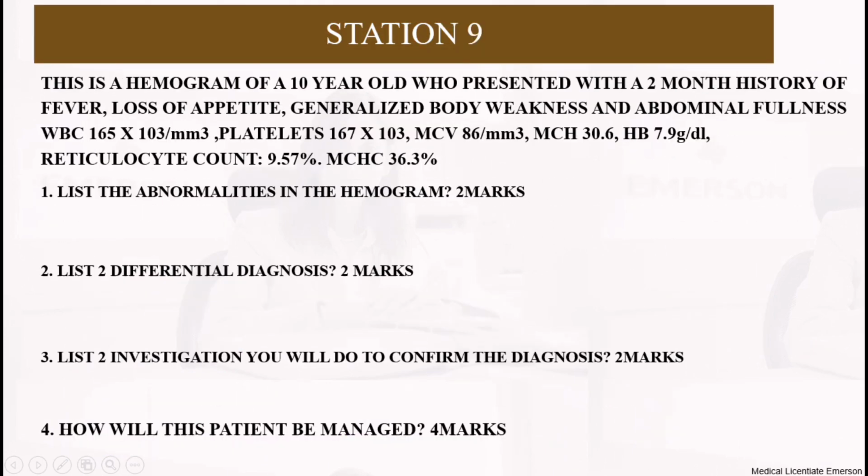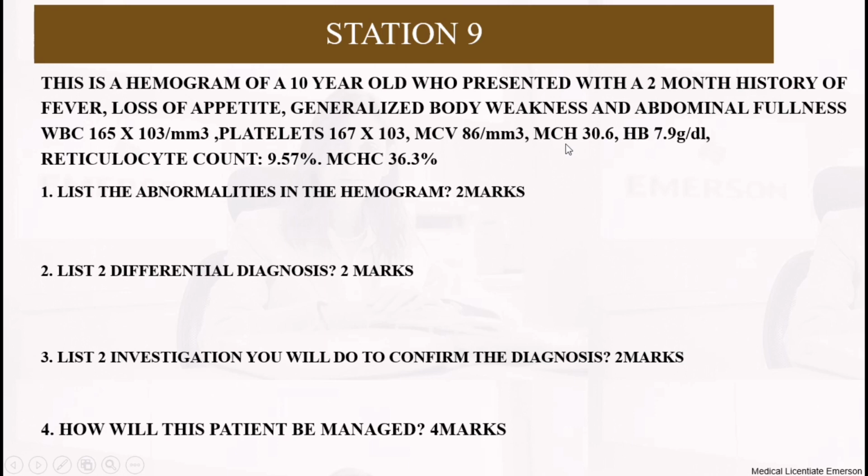So station 9 says this is a hemogram of a 10-year-old who presented with a 2 months history of fever, loss of appetite, generalized body weakness, and abdominal fullness. Then WBC of 165. So this is 165, and this is supposed to be probably 10 to the power 3. Then platelets is 167. Then MCV 86 cubic millimeters.